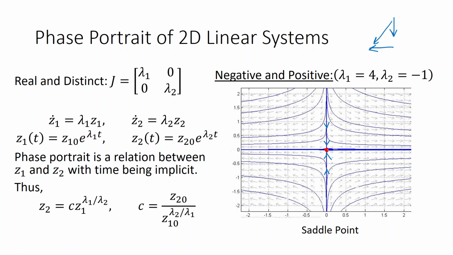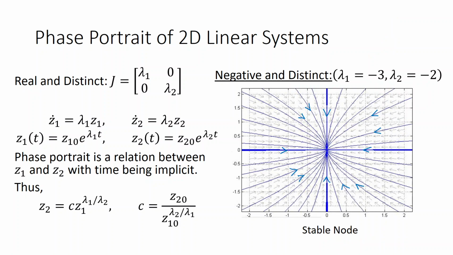So if there is a slight perturbation, and the perturbation is not guaranteed to happen along the z2 axis, the perturbation can happen in any direction. If there is a slight perturbation, then the system will move away and it will go to infinity. So this origin is not a stable origin, and this sort of phenomenon is called a saddle point. This equilibrium point is called a saddle point.